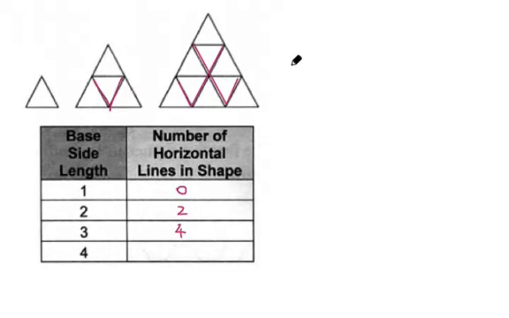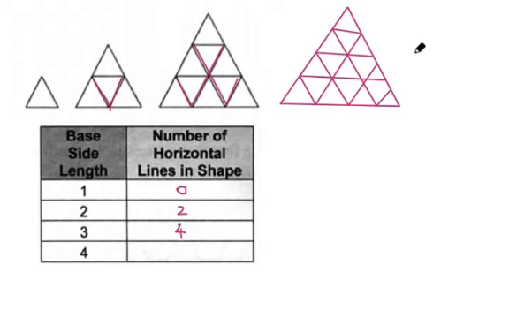And then for the next one, which looks something like this, let's check here. We have 1, 2, 3, 4, 5, 6. So I'm going to say there's 6 here. And we can see this is increasing by 2 each time. So this is a constant increase, so therefore it's linear.